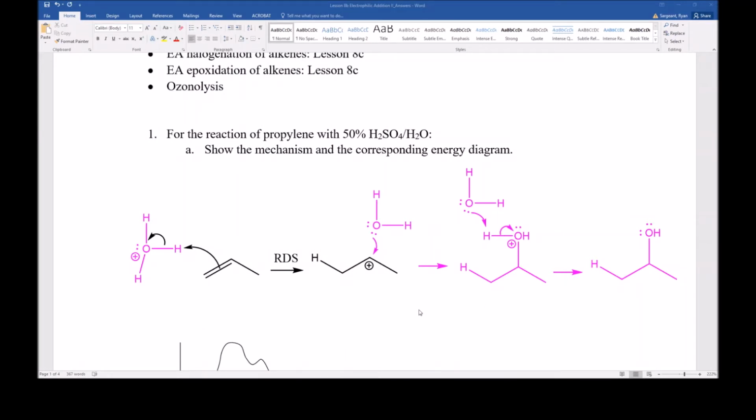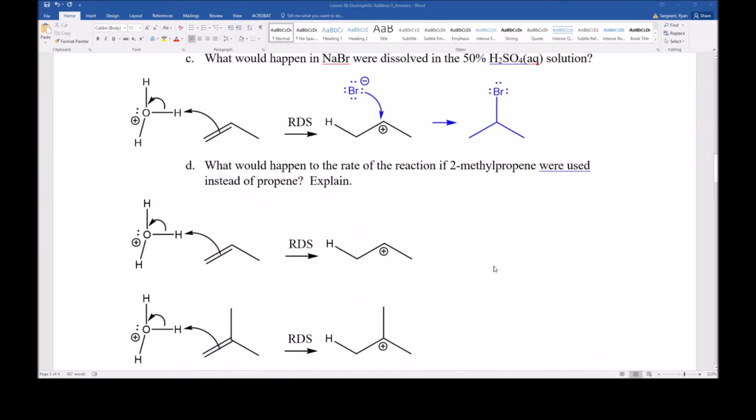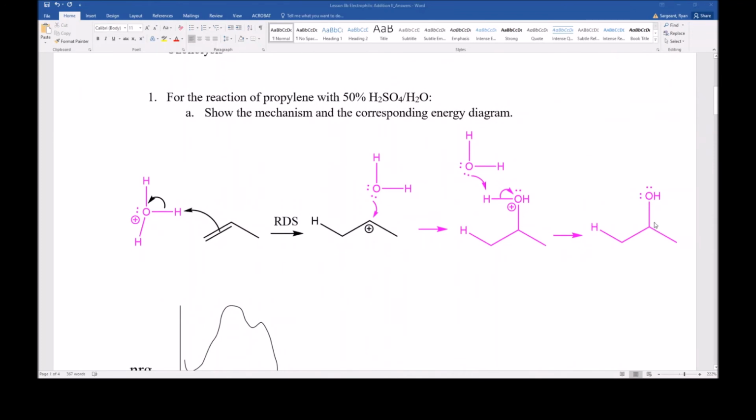To answer this question, what I want to show you is we've already kind of looked at this process. The very first question that I looked at was the reaction of propylene, the common name, also known as propene, the systematic name, with aqueous sulfuric acid to form 2-propanol. The question that I want you to think about right now is the reverse of that. 2-propanol with diluted sulfuric acid to form the alkene.